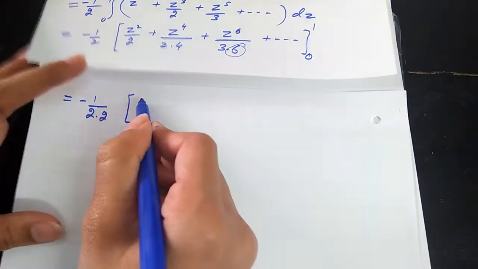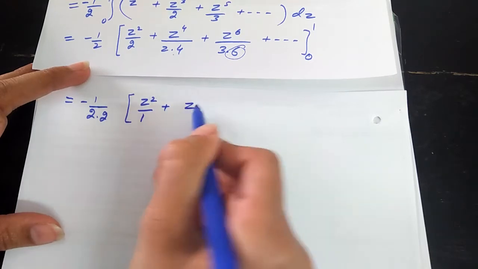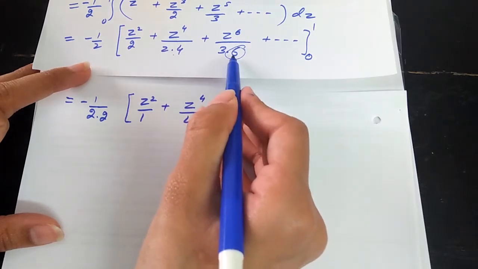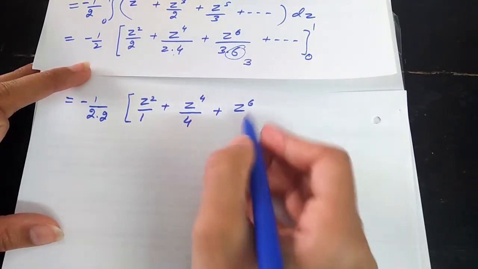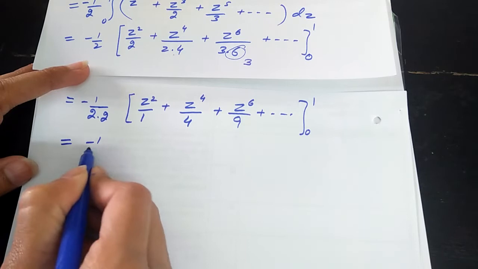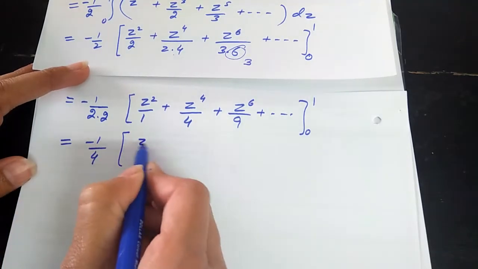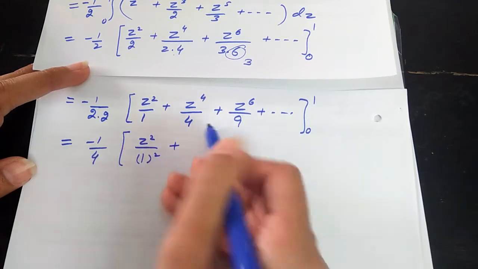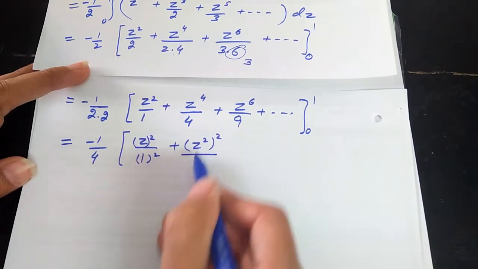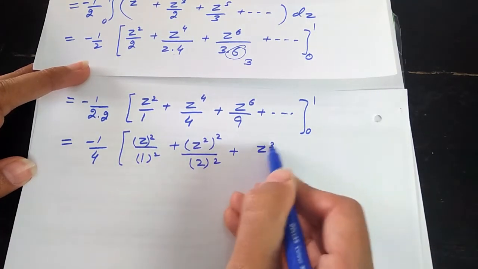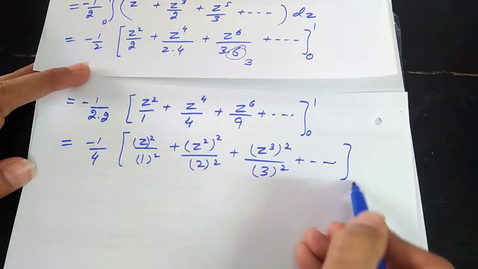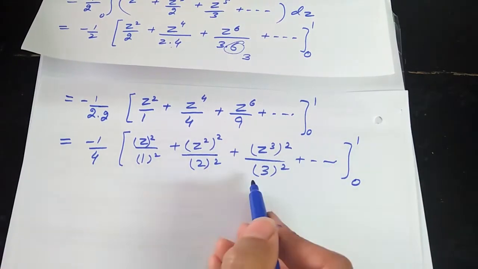Inside I will be left with z square over 1 plus z to the 4 over 4 plus z to the 6 over, if I take 2 common here, I will be left with 3 here. So 3 into 3 will give us 9 plus up to so on, and the limits of integration are from 0 to 1. It will become minus 1 over 4, and here I can write it like z square over 1 square plus z square over 2 square plus z cube square over 3 square plus up to so on. And the limits of integration are from 0 to 1.